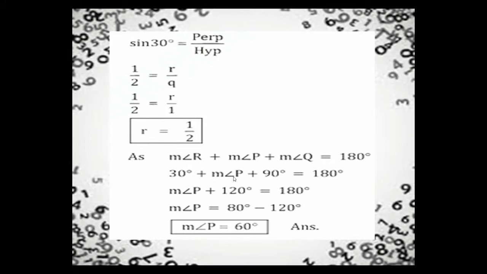So, we can easily find the third angle because we know that the sum of all three angles of a triangle is equal to 180 degrees. The three angles are angle R plus angle P plus angle Q equals 180 degrees. 30 plus angle P, which is unknown, plus 90 degrees equals 180 degrees. Adding 30 and 90, we get 120. P remains here, 180 remains here, and 120 changes its side and becomes minus 120. So 180 minus 120 gives you 60 degrees. Now all three components are found.